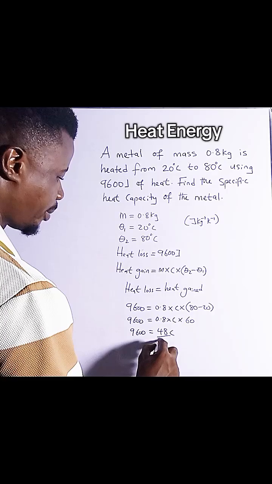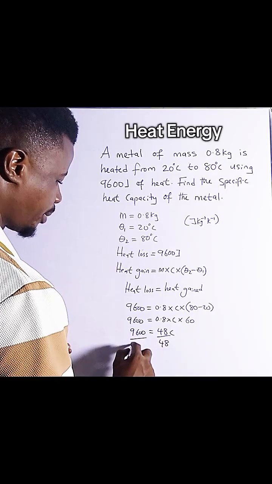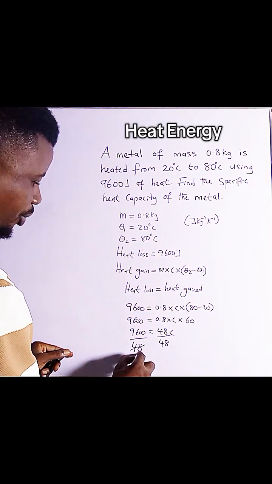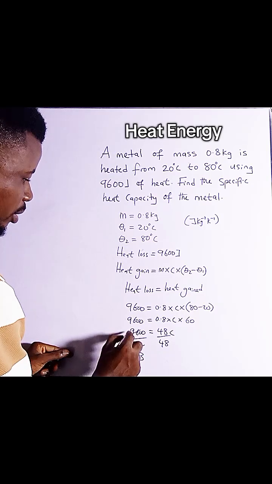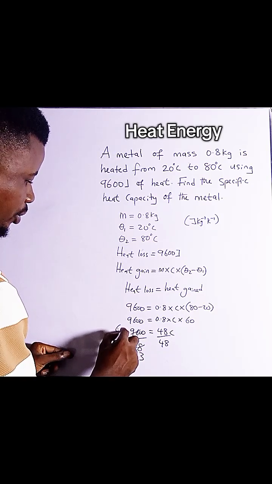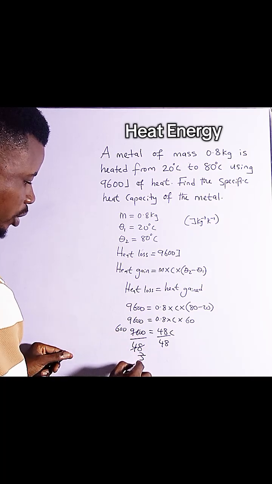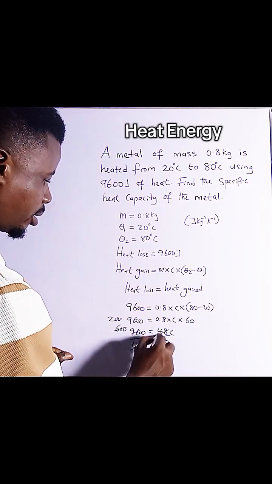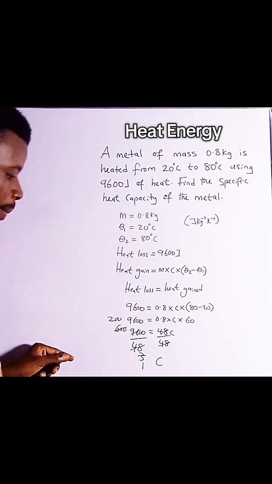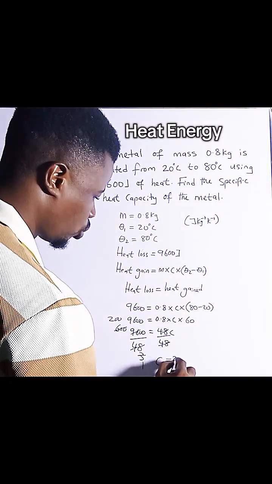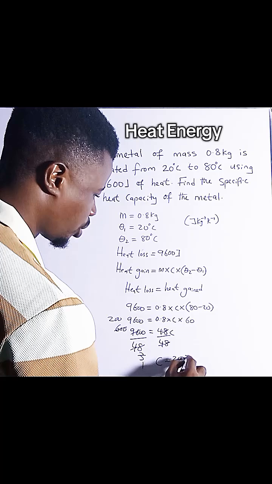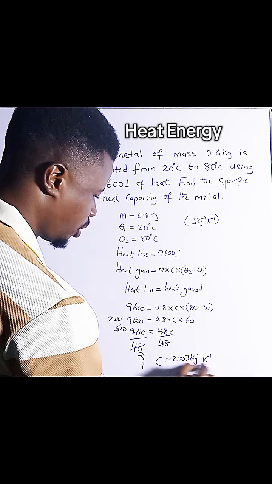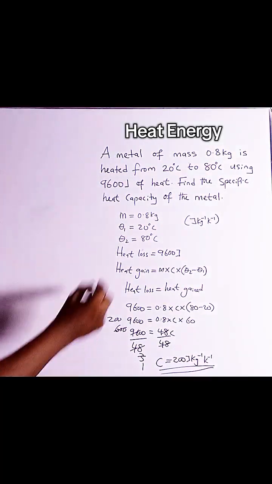And when you divide both sides by 48, you can see that 16 can go here 3 times, 16 can go here 600. Then 3 can go here 1, 3 can go here 600, 200. So our C, which is the specific heat capacity, is what? 200 joules per kilogram per Kelvin. So that's how you solve a question like this.